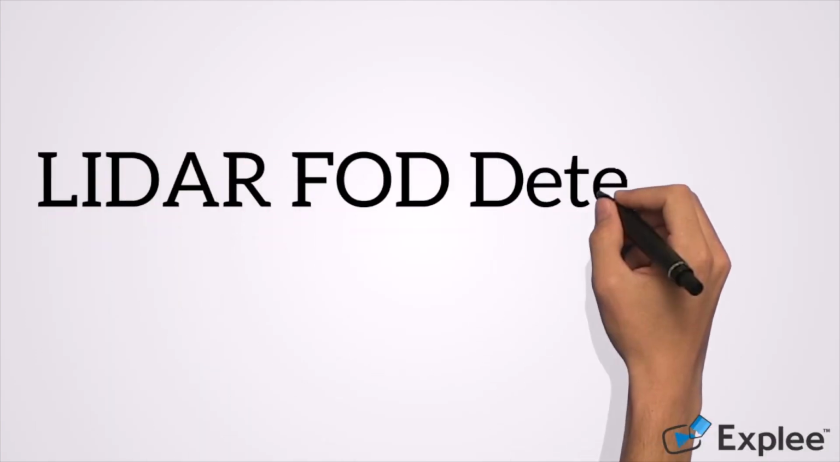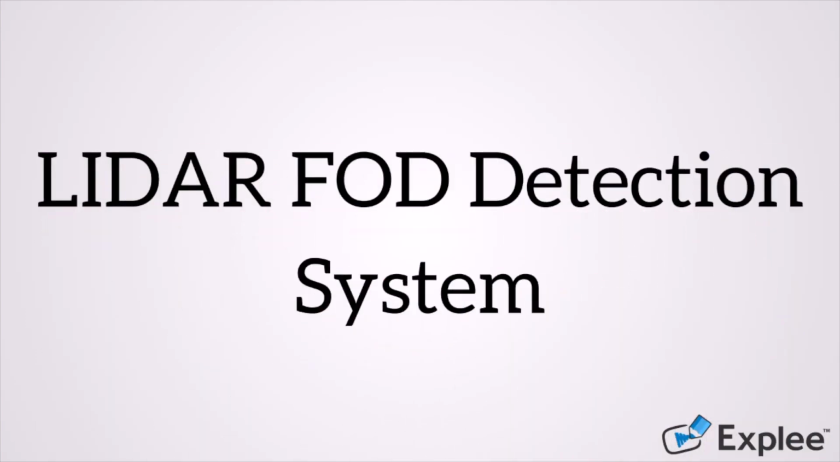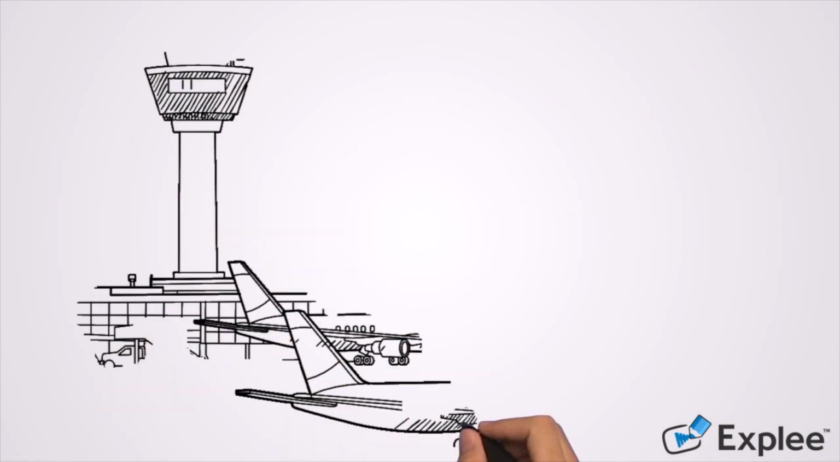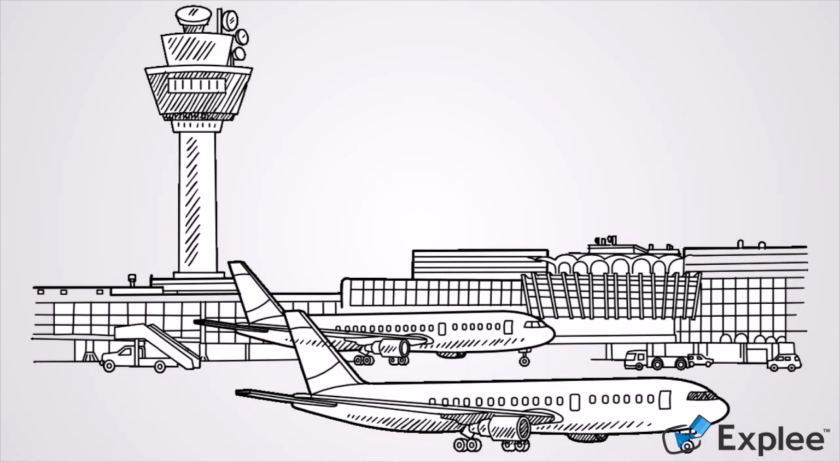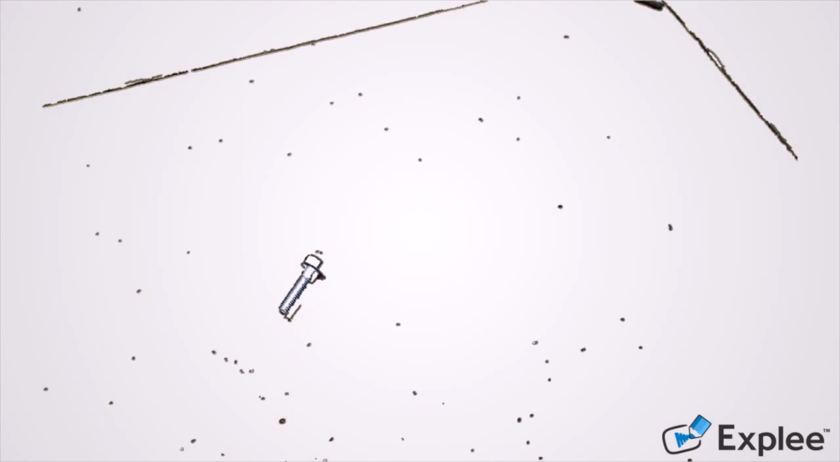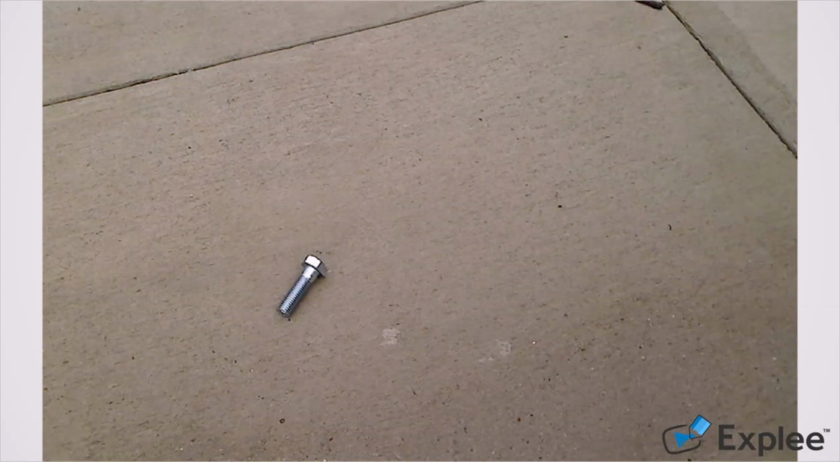Welcome to the LIDAR FOD Detection System, or LIDAR FDS. This prototype system will navigate down airport runways and scan for any foreign object, debris, or damage that may affect the safety of airplanes and military jets.